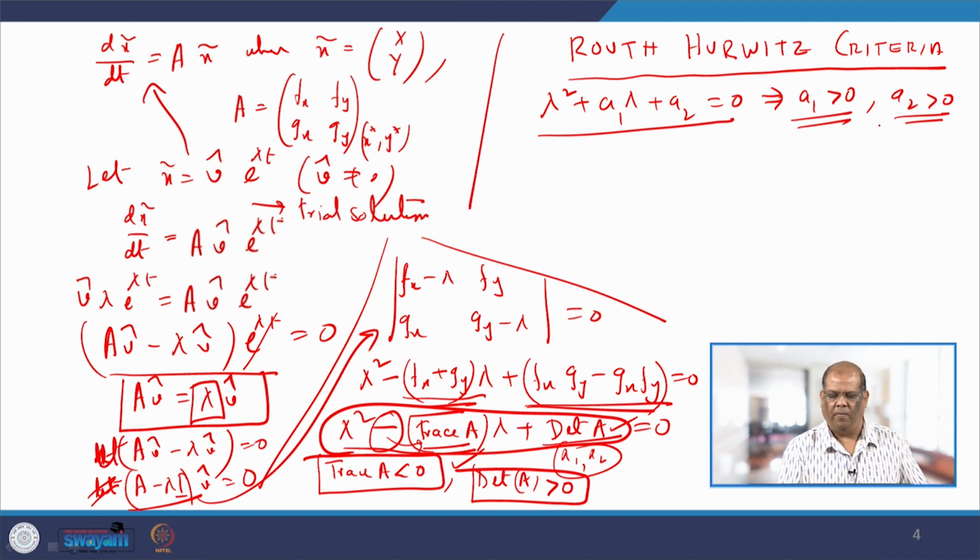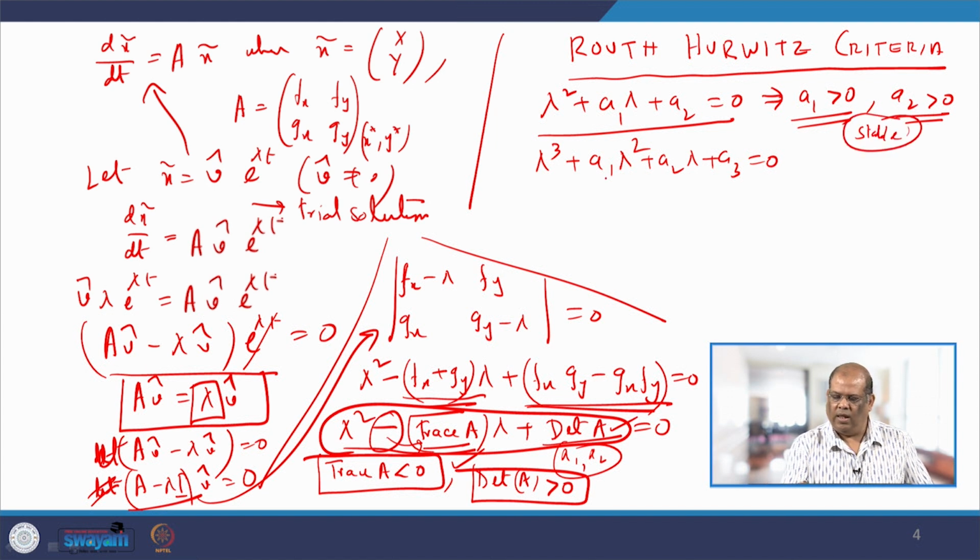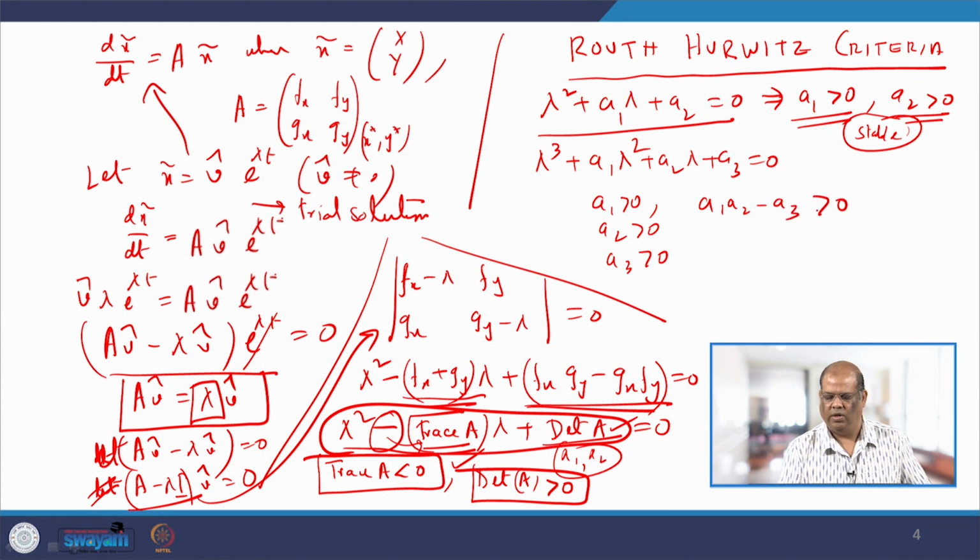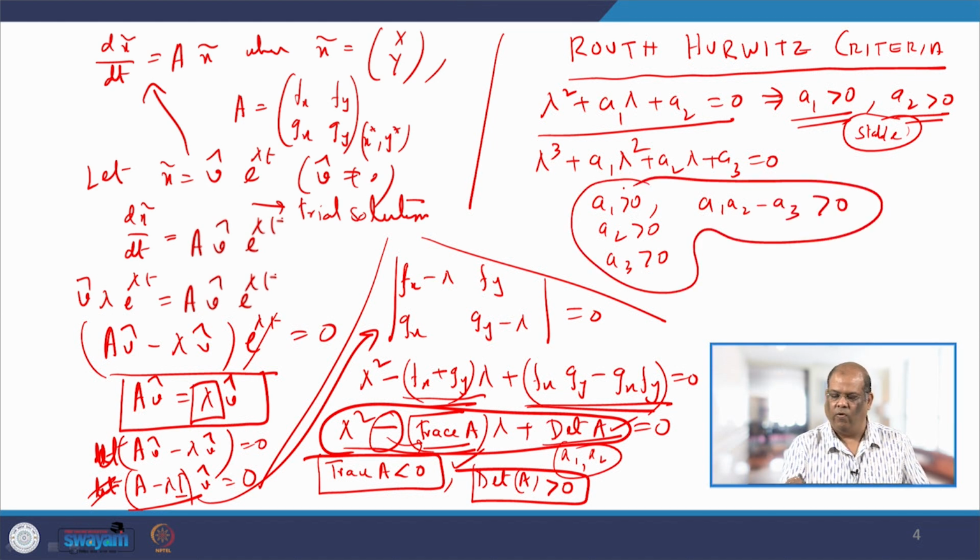So, either you write this equation as a negative one or you write it in the positive one, then this is easy to remember. If the system has 3 equations, then you get a cubic characteristic equation, lambda cube plus a1 lambda square plus a2 lambda plus a3 equal to 0. This is for stable. In this case, the Routh-Hurwitz criteria that the system will be stable is a1 positive, a2 positive, a3 positive, and with that a1 a2 minus a3 must be positive. So, if all these conditions are satisfied, we say the system is stable.